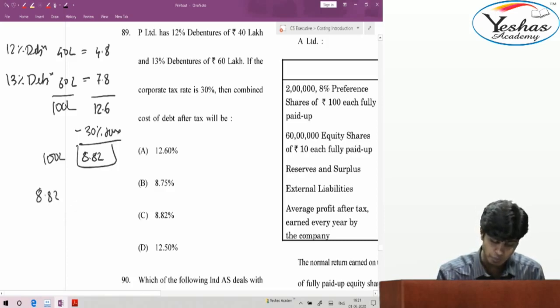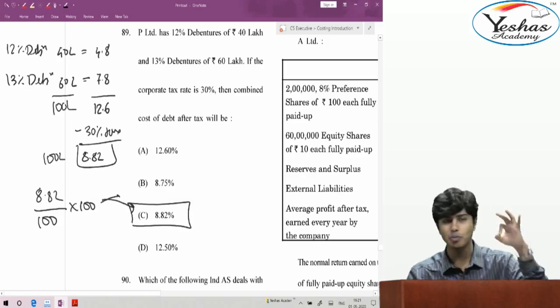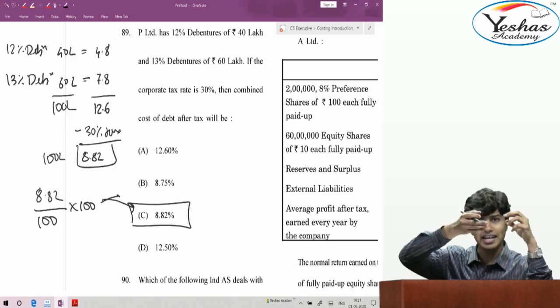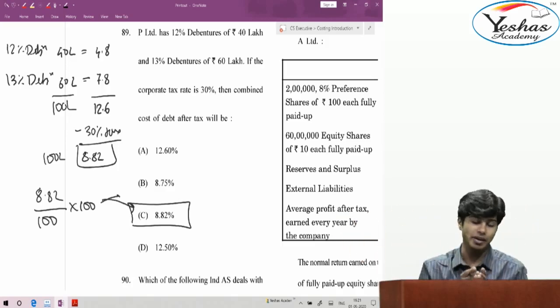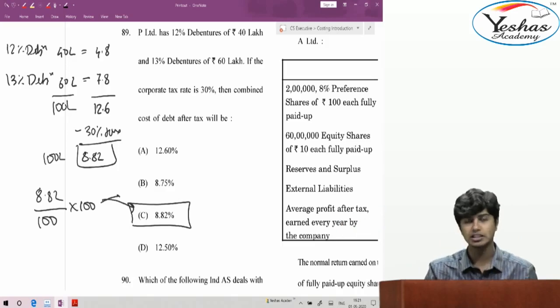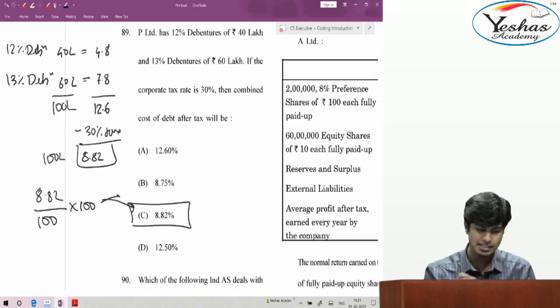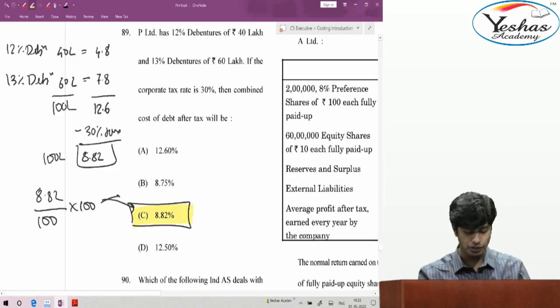8.82 is the interest that you pay net of tax. So 8.82 divided by 100 into 100 will give you 8.82 percentage only. Because for 100 lakh you pay 12.6 lakhs as interest. Of that 12.6 lakh, say 30% you get as tax savings, so we subtract that, because you will get that money by tax savings. So the net interest that you pay is 8.82 lakhs for 100 lakhs. So 8.82 lakhs for 100 lakhs is 8.82 percentage. So the answer is 8.82. Yes, this is with respect to question number 89.